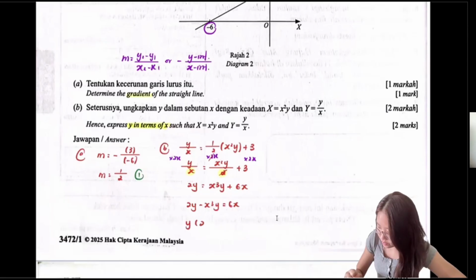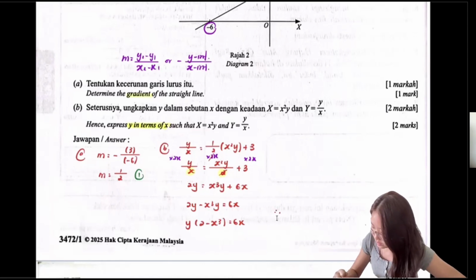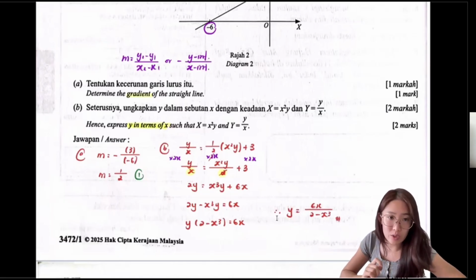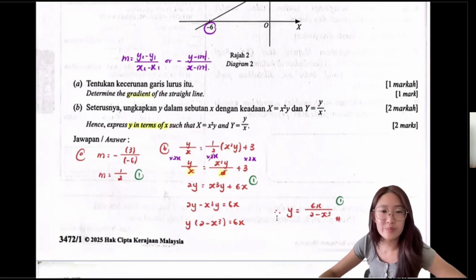Factorize the y. So this is 2 minus x cubed equals 6x. Okay, then at the end, your answer will be y equals to 6x over 2 minus x cubed. Done. They wanted y as the subject. So 1 mark will be given somewhere here, and another one is your final mark. This is a linear law question, also very easy.